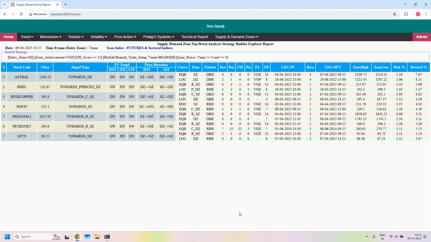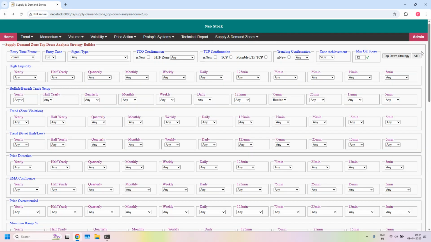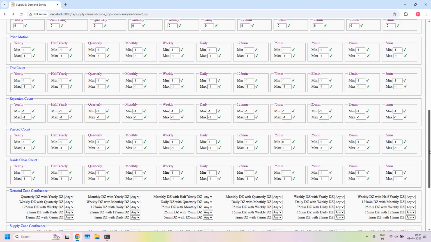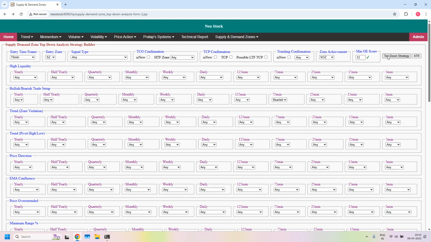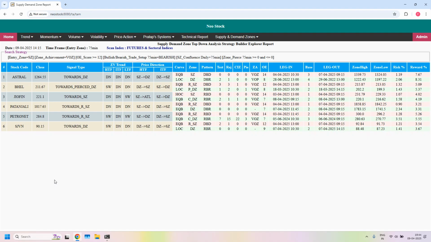First filter is LTF and ITF supply zone confluence, that is 75 minutes and daily supply zone confluence. So I am enabling this filter. With this filter, out of 7 stocks, we got 6 stocks. In all the 6 stocks, these 75 minute supply zones are overlapped with daily supply zones.